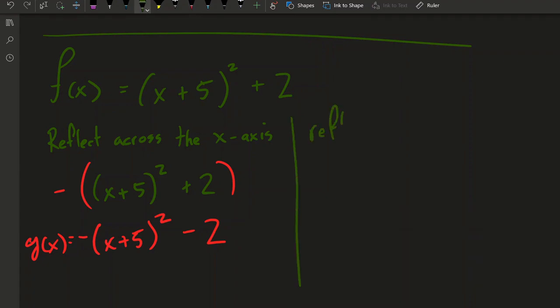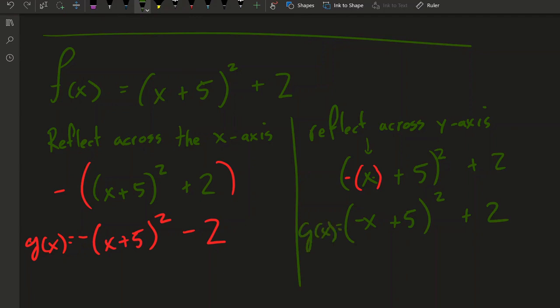If I want to reflect across the y-axis, I would just multiply the input this time. So that means that I would have x plus 5 squared plus 2, and then the input is just the x, so that means just the x is getting multiplied this time. That would give me negative times x is just negative x. The plus 5 stays. Squared plus 2. We'll call that g of x right there. That's as simple as that one can get. We'll move on.